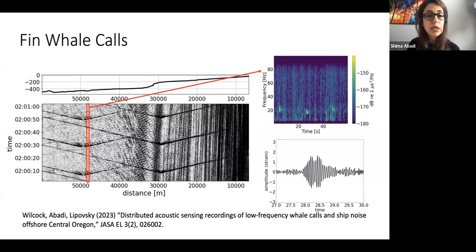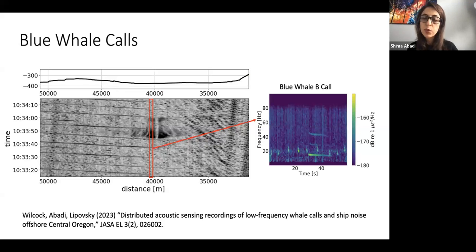So we have 60 kilometers of data collecting the same vocalization from the same animal, so we can increase the signal to noise ratio. We can do localization. In this paper, William Wilcock has done localization on fin whale vocalizations, and so it's a very rich data set in terms of marine mammals. And we also recorded a lot of blue whale calls.